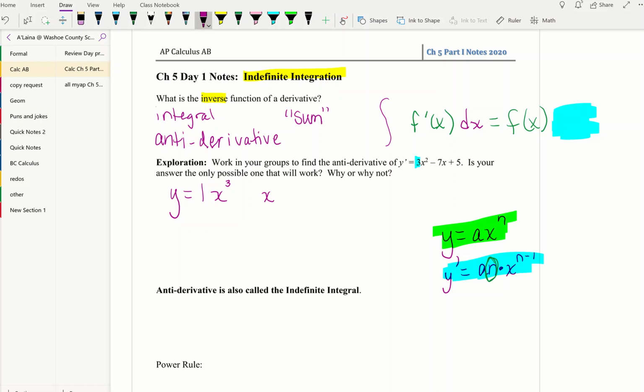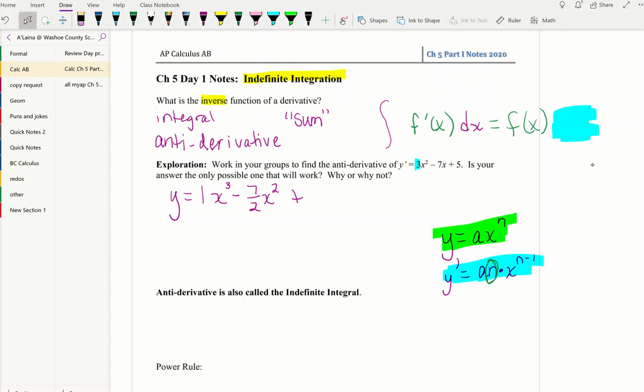before I took the derivative, this must have been a power that was 1 higher. And this minus 7 has been multiplied by that original power of 2. I want to undo that multiplication, so I'm going to divide by it. This 5, at some point, must have been a 5x, because the derivative of 5x is 5. In fact, if you take the derivative of this expression using the power rule, you're going to get back to y prime. This is one possible answer.